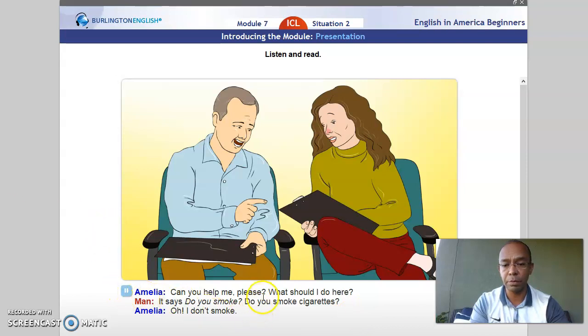Can you help me, please? What should I do here? It says, do you smoke? Do you smoke cigarettes? Oh, I don't smoke. So write no.